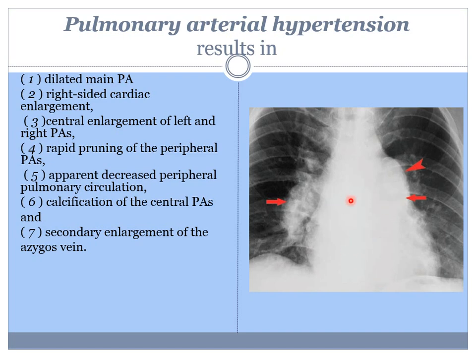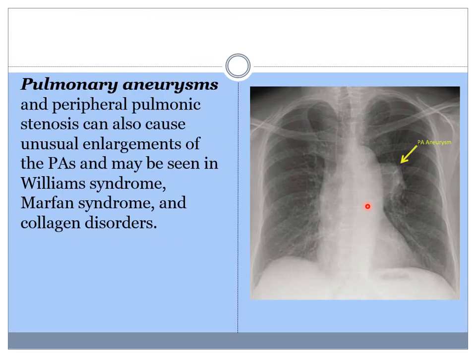Pulmonary arterial hypertension results in a dilated main pulmonary artery, right-sided cardiac enlargement, central enlargement of the left and right pulmonary arteries, pruning of peripheral pulmonary arteries, decreased peripheral pulmonary circulation, calcification of central pulmonary arteries, and enlargement of the azygos vein. Pulmonary aneurysm and peripheral pulmonary stenosis can cause unusual enlargement of pulmonary arteries and may be seen in Williams syndrome, Marfan syndrome, and collagen disorders. This is a pulmonary artery aneurysm.